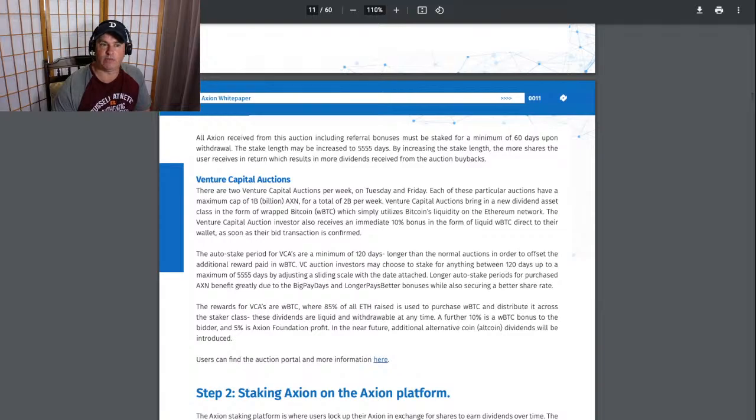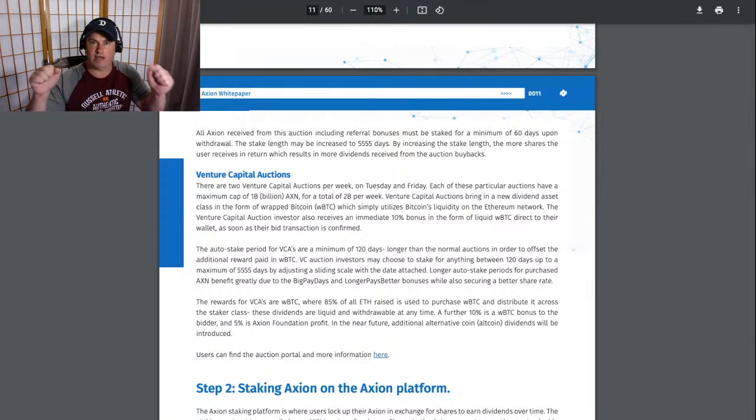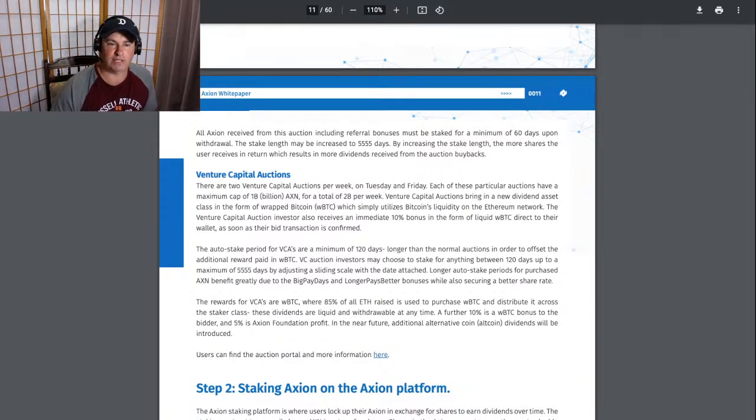Then we have our second one, which is venture capital auctions, and these are super exciting at the moment. This is the one that offers wrapped Bitcoin as dividends. So there are 2 venture capital auctions per week on Tuesday and Friday. Each of these auctions has a maximum cap of 1 billion Axion for a total of 2 billion per week. So that's 80% of the Axion that's up every week in these venture capital auctions. Venture capital auctions bring a new dividend asset class in the form of wrapped Bitcoin. Yeah, everyone loves the Bitcoin, and this simply utilizes Bitcoin's liquidity on the Ethereum network.